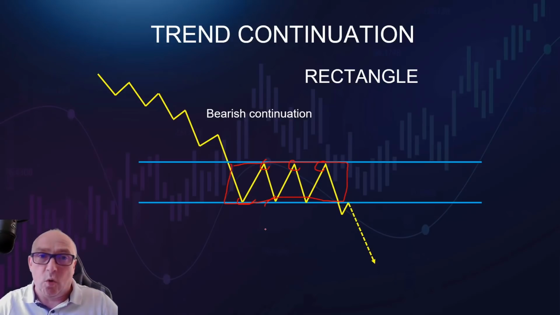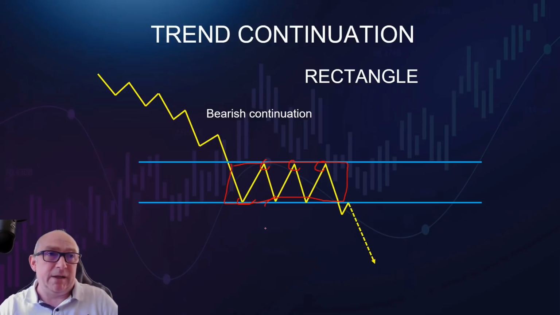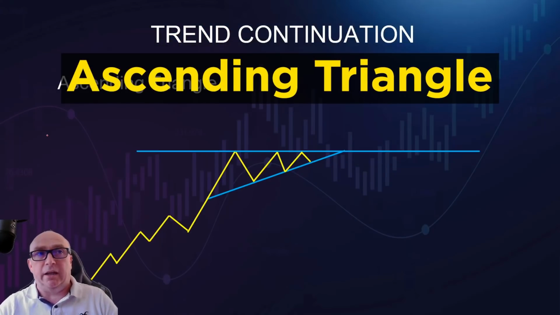You may, as I say, want to use this in conjunction with other technical indicators, maybe support and resistance as well, by looking back left of the chart to see what's happened at previous structural levels. But that's basically the rectangle for bearish continuation. So now let's look at the ascending triangle. Now, again, the same type of price action.